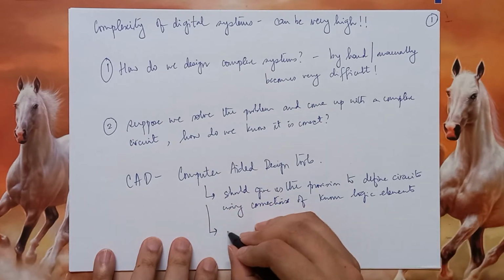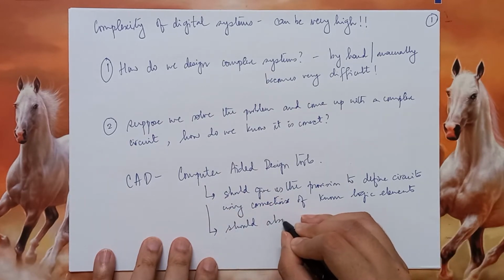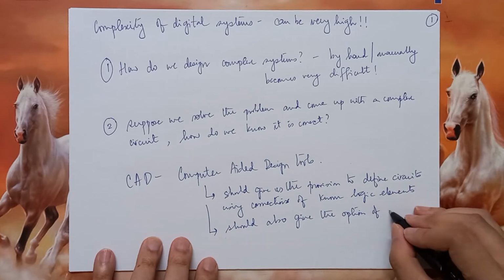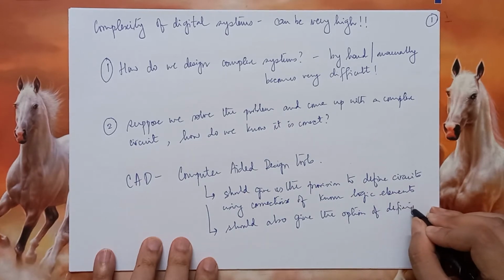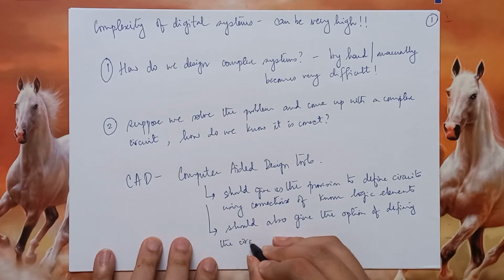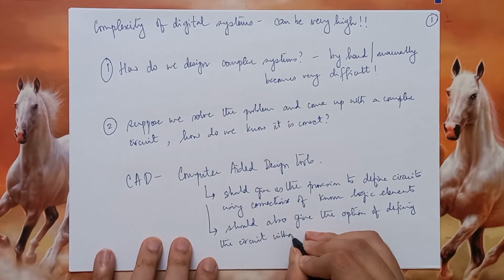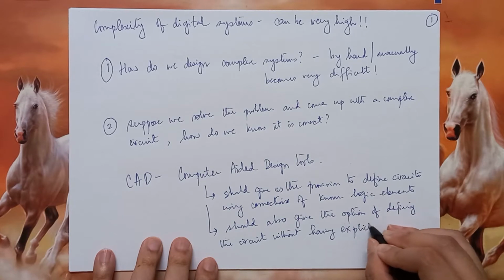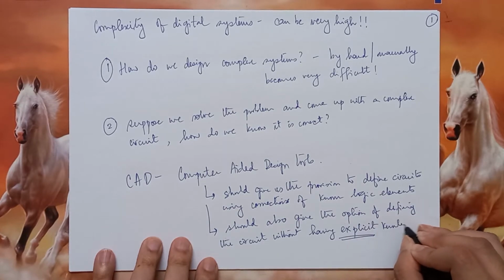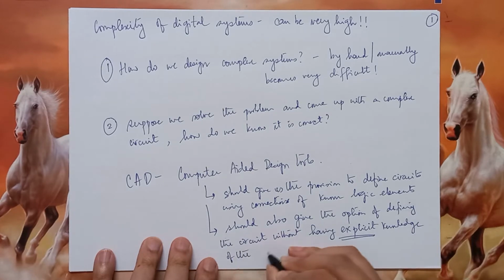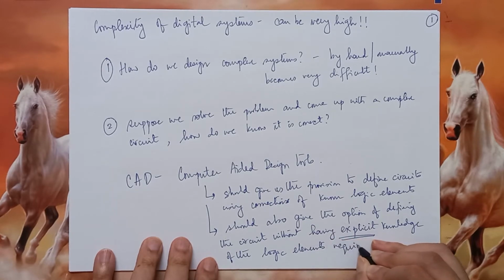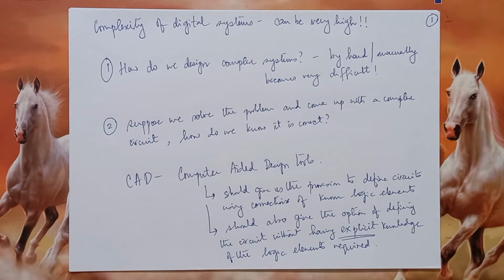The second point is that it should also give the option of defining the circuit without having explicit knowledge of the logic elements required.